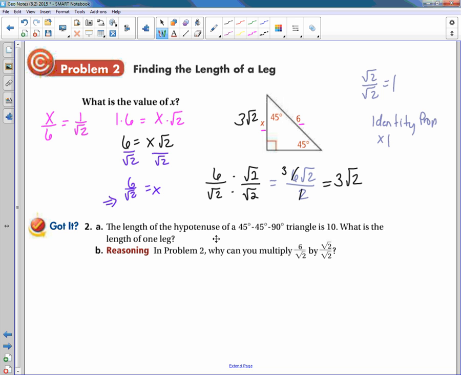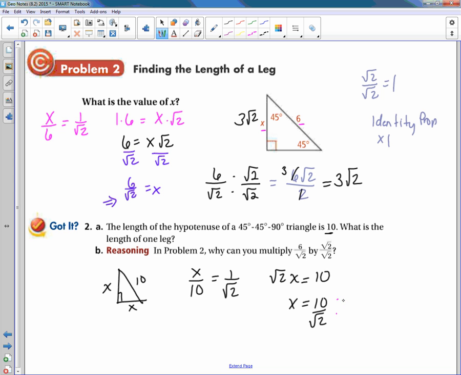And next one, we have the length of the hypotenuse is actually 10, and we're looking for one of the legs. Okay, so we say if this is the hypotenuse, and this is 10, and my legs are x and x, so I'll say x over 10 is going to equal 1 over the square root of 2. So I have the square root of 2 times x equals 10. I'm going to divide by the square root of 2, and I get x equals 10 over the square root of 2.